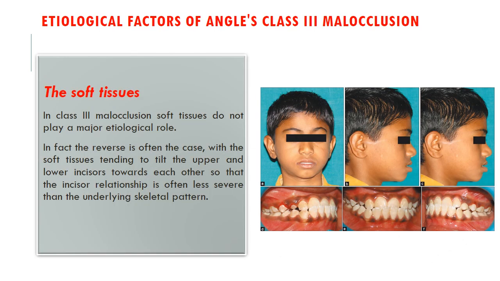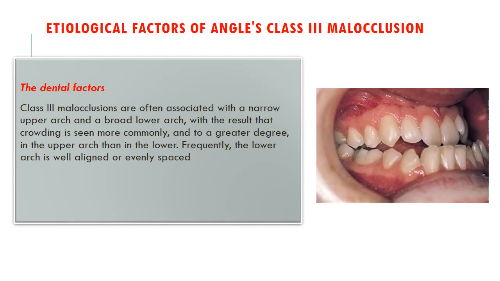The soft tissue factor does not play a major etiological role, but the reverse is true, which means the soft tissue will tend to tilt the upper and the lower incisors towards each other. So it will retrocline the lower incisors towards the upper, and the tongue will procline the upper incisors. So in other words, the incisor relationship is often less severe than the actual underlying skeletal pattern.